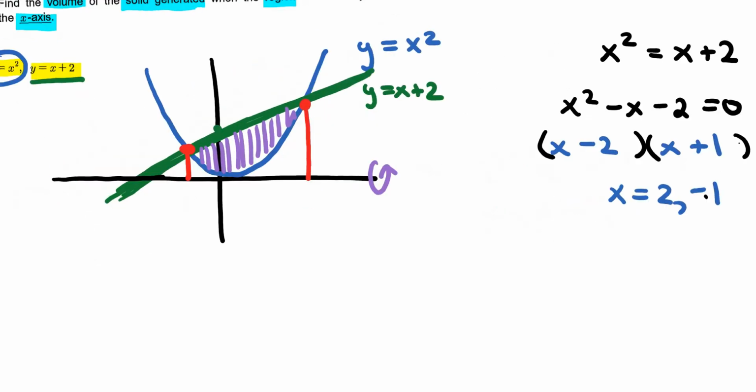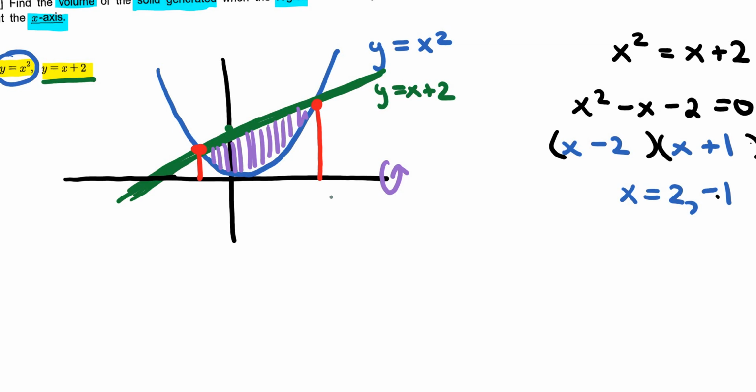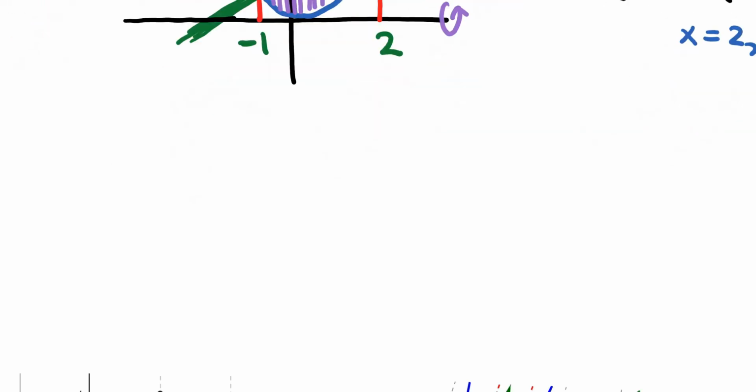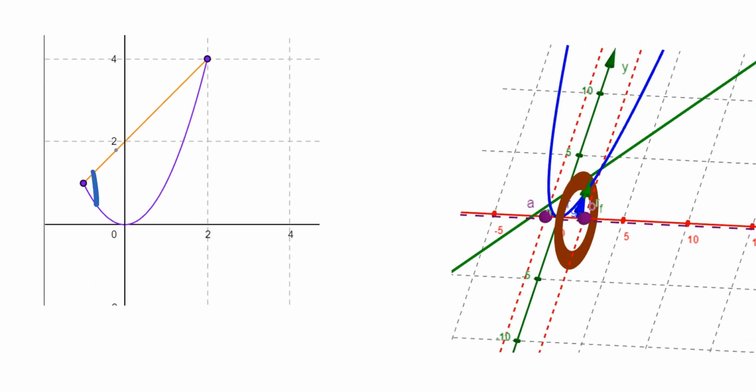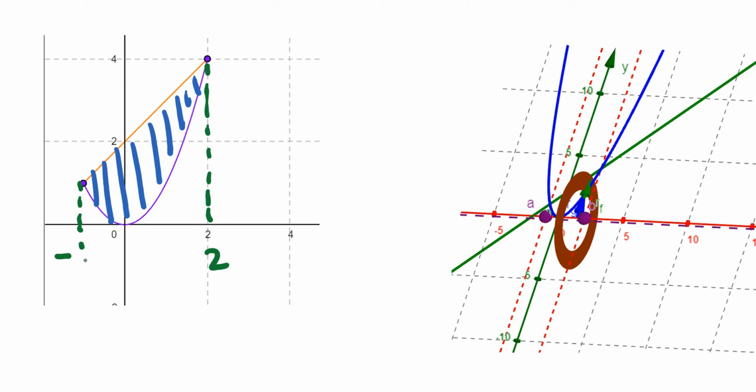Okay, if I use a little bit of logic here, this is probably going to be 2, and that's going to be negative 1. So those are the two x values where I will be setting up my integral expression later on in the washer equation. Okay, let's take a look at a few more visuals now. Here's that region again. And remember, this is going to be 2, and this part here is going to be negative 1.